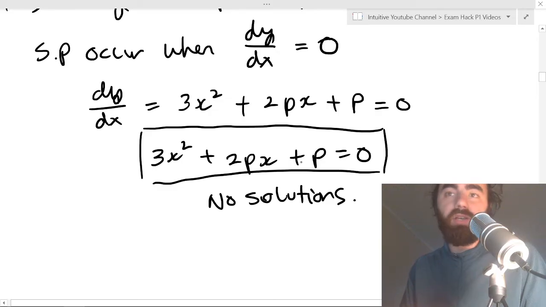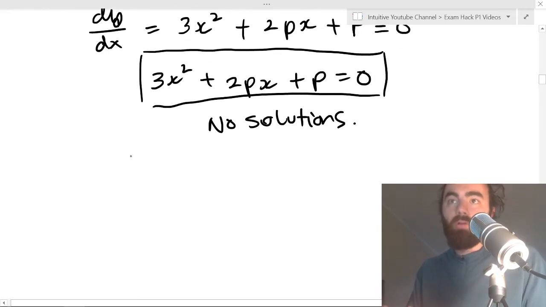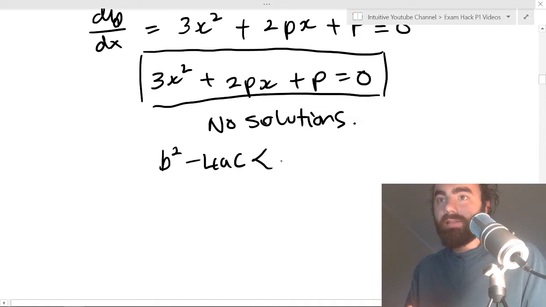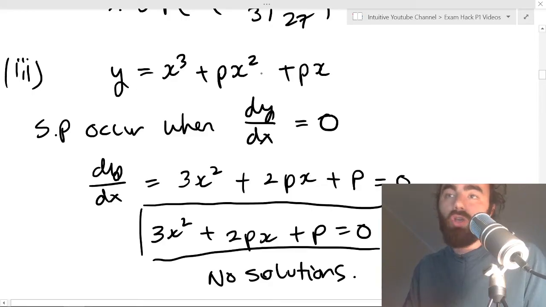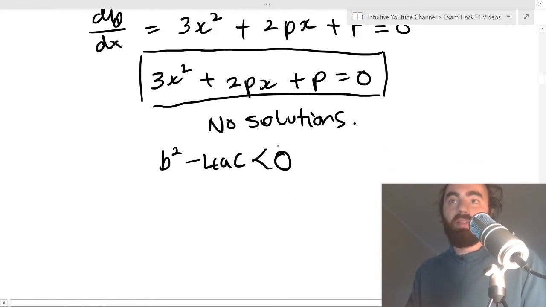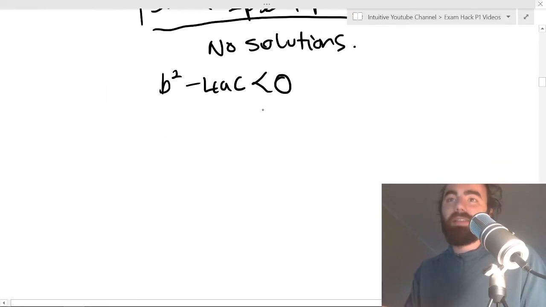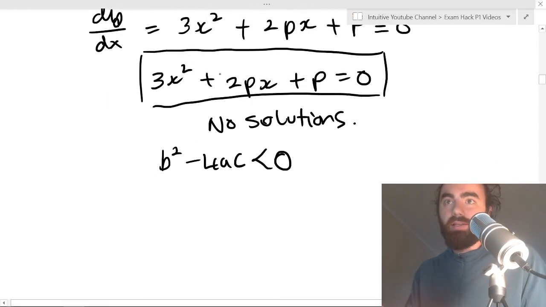And where does this equation have no solutions? Well, it's when our discriminant is less than 0. So, wherever our discriminant is less than 0 means that this equation has no solutions, which means that this curve has no stationary points. Okay, so that's like 3 levels deep, you know? That's good, I like it. So let's plug this in here.